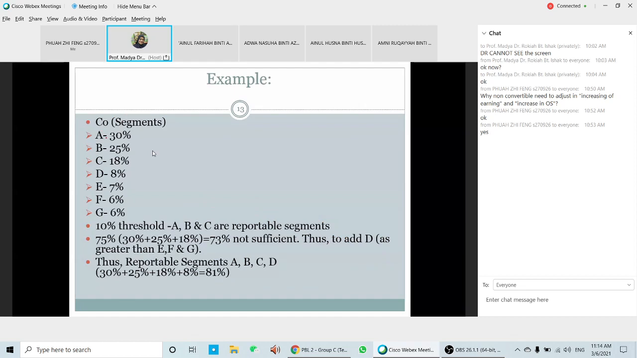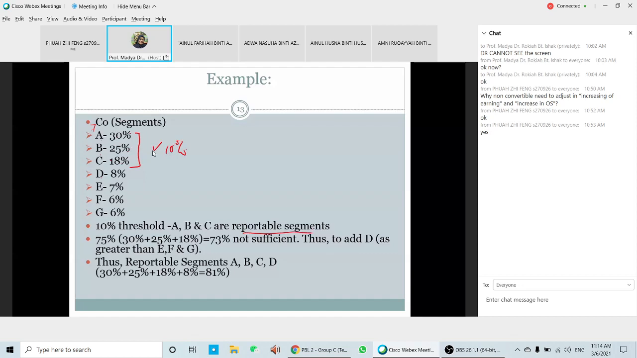So this is a company segment. So we have three, how many segments do we have here? Seven segments altogether: A, B, C, D, E, F. Based on the 10% test, either on revenue or whatever you have here, A, B, and C fulfill the 10% test, so A, B, and C can be reportable segments.